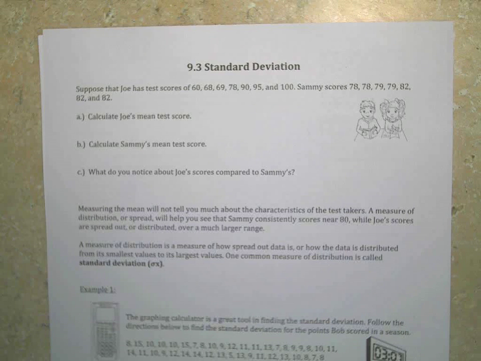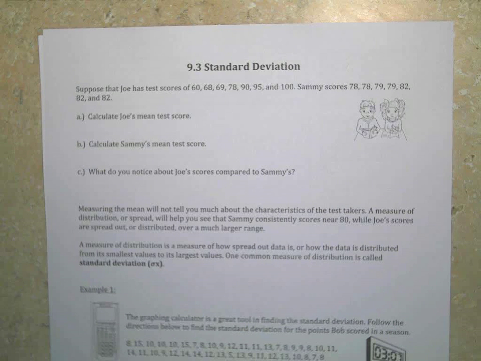Section 9.3, Standard Deviation. Suppose that Joe has the following test scores: 60, 68, 69, 78, 90, 95, and 100. And Sammy has the scores 78, 78, 79, 79, 82, 82, and 82. So we're going to calculate Joe's mean test score.